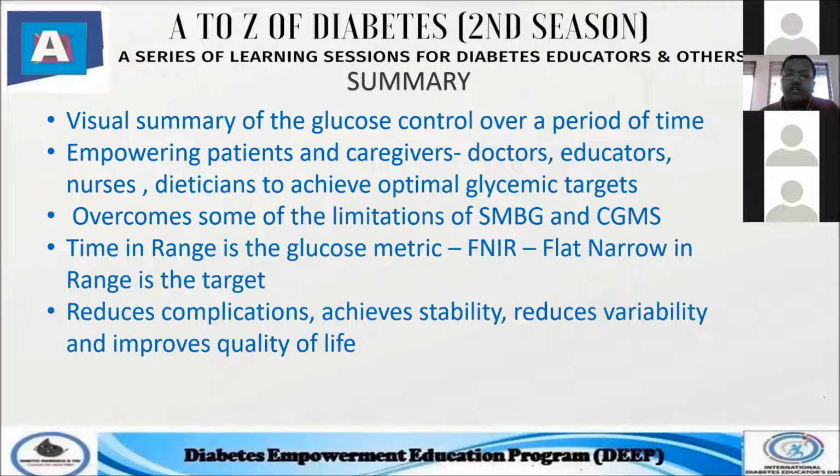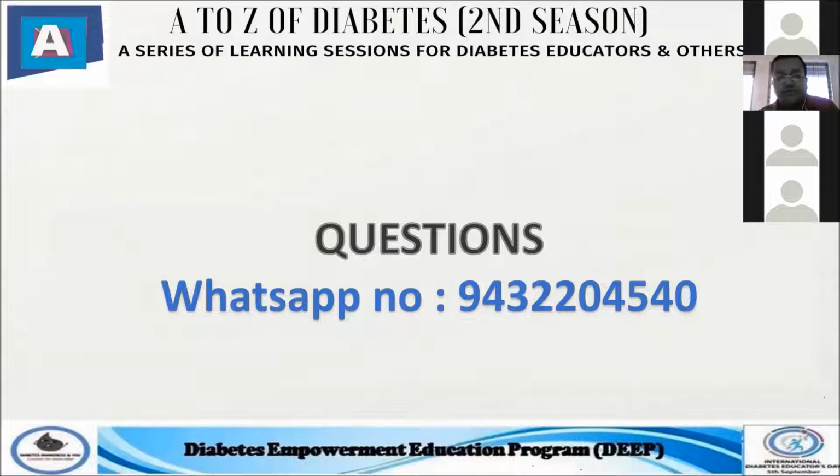So in a nutshell, this ambulatory glucose profile empowers the patients and the caregivers, and time in range is the metric which is helpful in achieving this target of reducing glycemic variability, achieving glucose targets, and improving quality of life, and also reducing complications. Thank you.